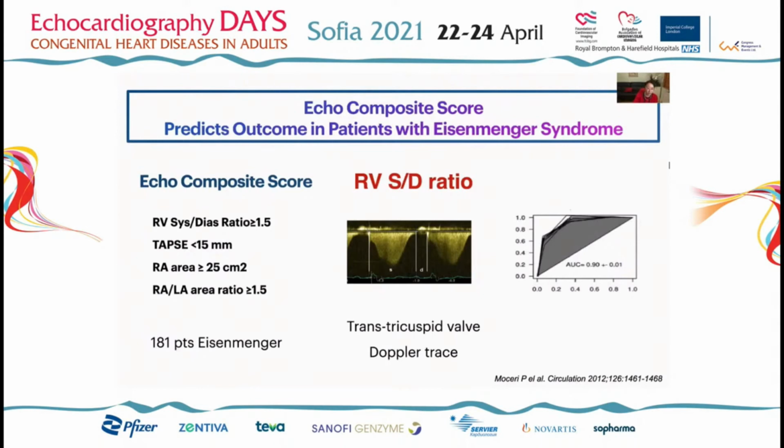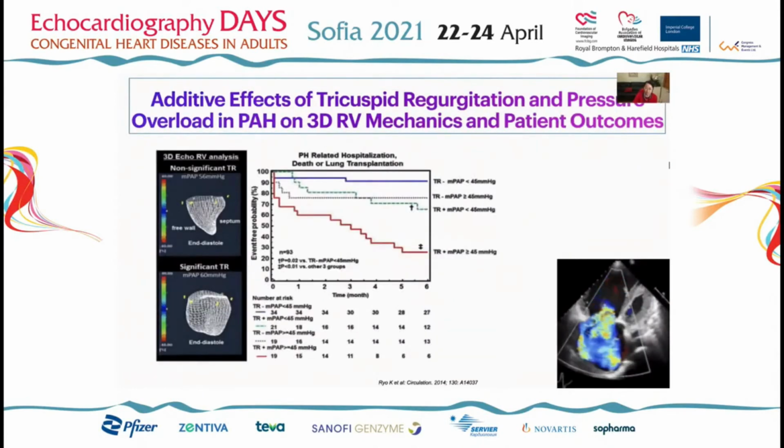So this ratio more than 1.5, TAPSE less than 15, right atrial area more than 25 square centimeters, and right atrial to left atrial area ratio more than 1.5. If we put all those together, the accuracy in predicting prognosis increases dramatically. On the ROC curve, you can see the area under the curve is 0.9. If we use TAPSE alone, the area is only 0.67. So the more parameters we use, the more accurately we can predict the prognosis.